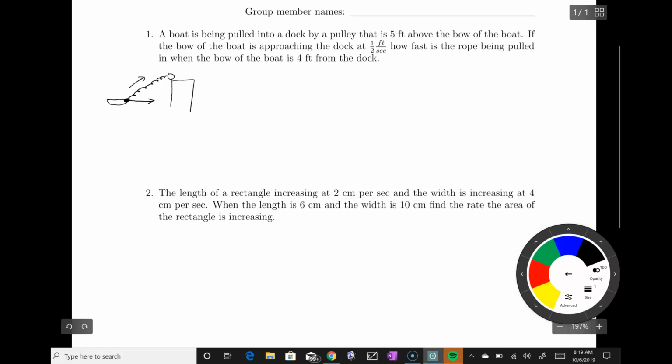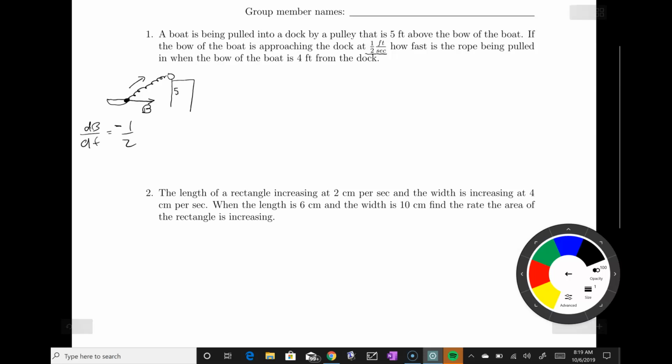So we have the pulley on the dock that is above the bow of the boat is 5 feet. So that's the fixed number, the one fixed number you want to put in the picture. So we have the bow of the boat approaching the dock at 1/2 foot per second. So let's put the B here for the bow of the boat and call dB/dt 1/2. Now this length B is getting smaller, so we're going to make it negative.